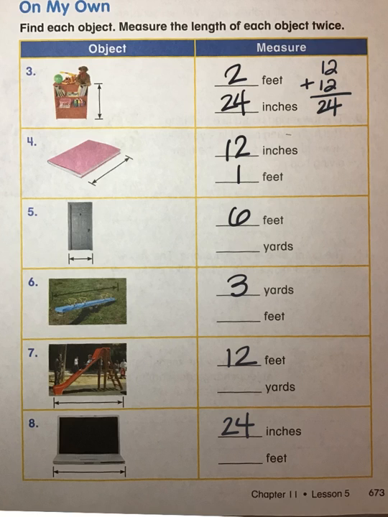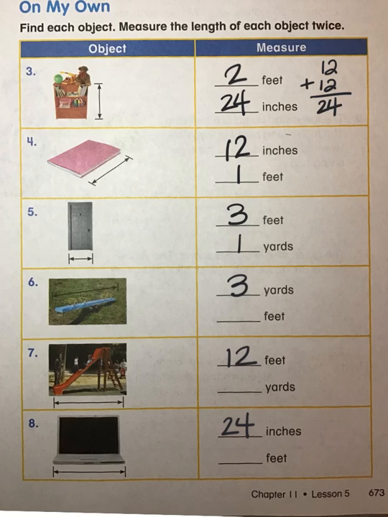Okay, let's look at number 5, the door. Okay, I said the door was about 3 feet across. So here, they wanted to measure this way. I said 3 feet. So do we remember how many feet are in 1 yard? If you said 3, you were right. So that means the door is 1 yard.